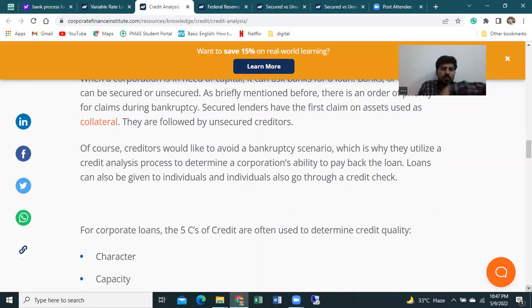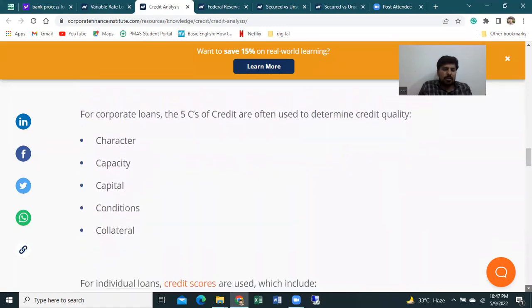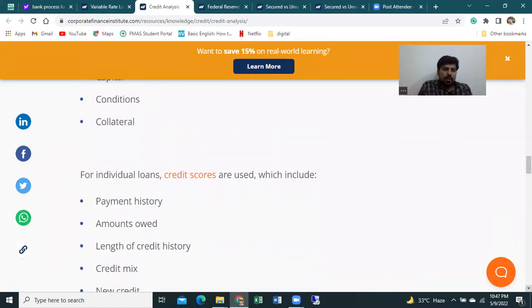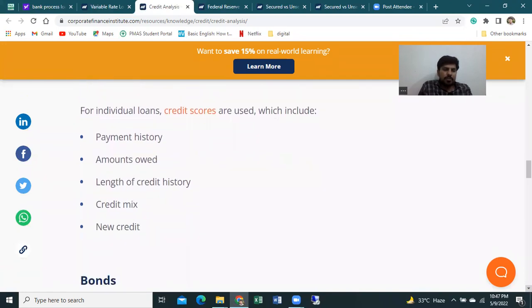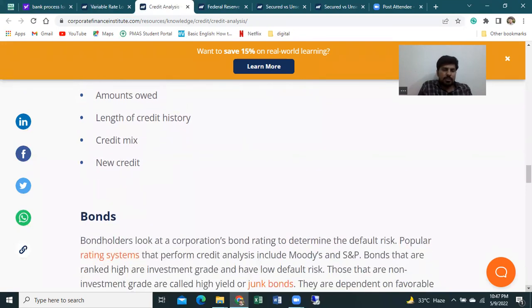Loans are also given to individuals. Now, individuals also go through a credit check. For corporate loans, the credit analyst often uses the 5 Cs to determine credit quality: character, capacity, capital, condition, and collateral. For individual loans, credit scores are also used, which include the payment history, the amount owed, the length of credit history, the credit mix, and new credit.